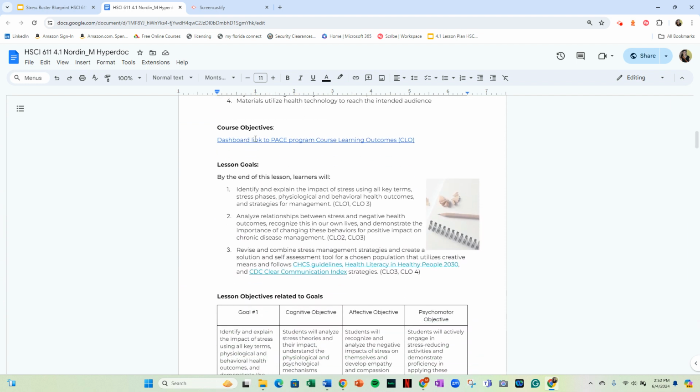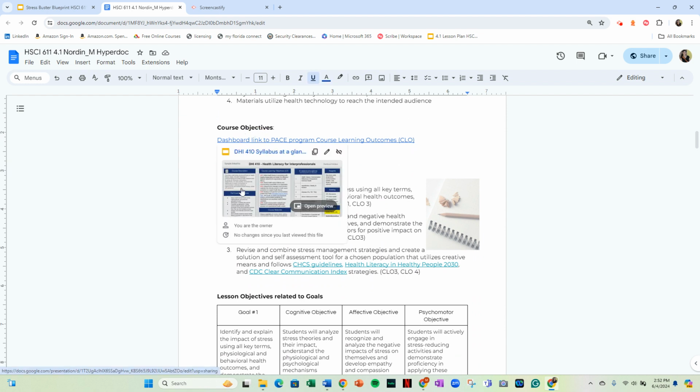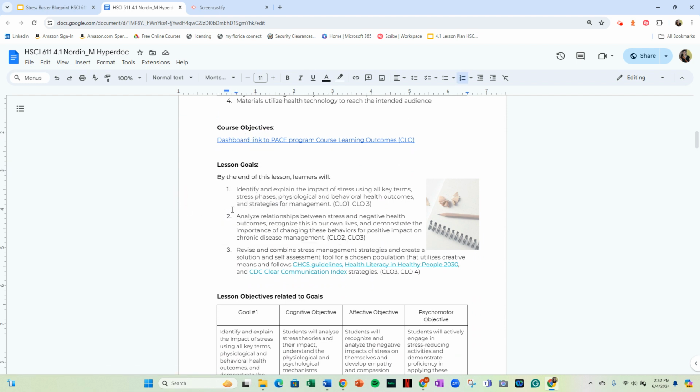We have, of course, our PACE course objectives. Here's your syllabus at a glance that you're free to look at. We have 3 goals this week.